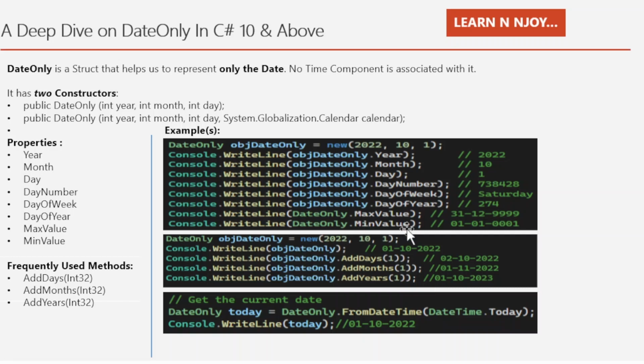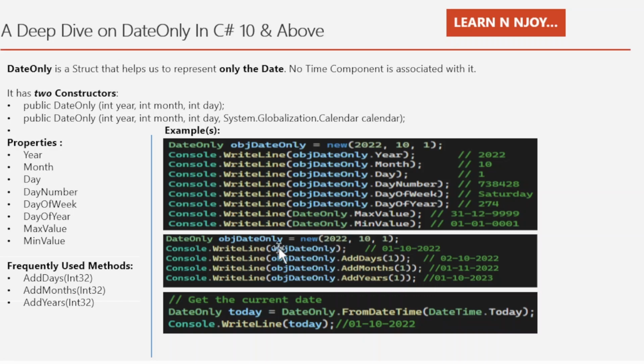What max value and min value talk about is that DateOnly struct can have this maximum range, 31 12 9999, and this minimum value, 01 01 0001. So basically this range of values we can accommodate in the DateOnly struct, and that's what max value and min value talk about. Okay, so this is the way we access the properties, with the help of either the object or the DateOnly struct itself, right?